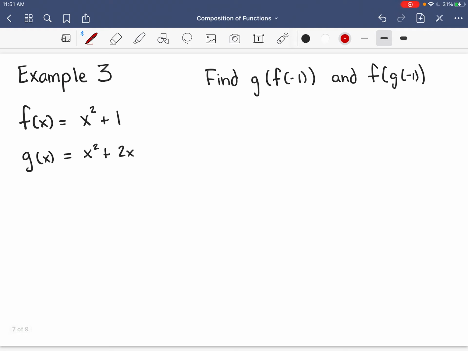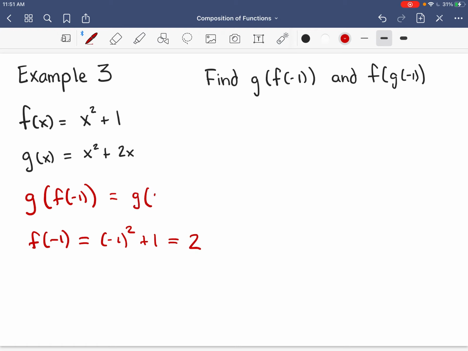The next example we have is, say you actually have to find a value doing this. So we have g of f of negative 1. So this requires that we first find f of negative 1. So f of negative 1 is negative 1 squared plus 1, which equals 2. And so this is the same as doing g of 2, because f of negative 1 was 2.